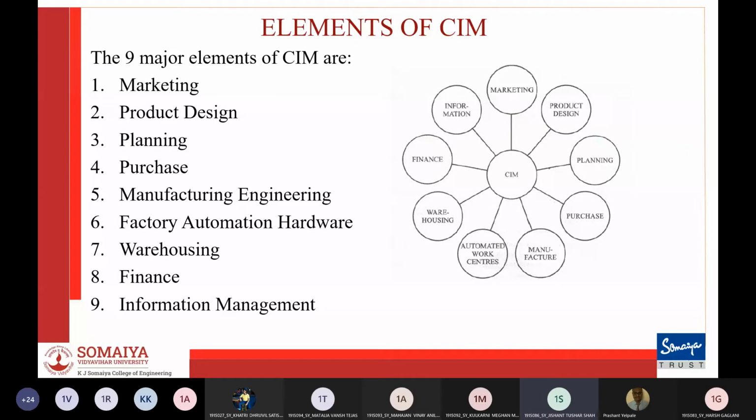Information management is perhaps one of the most crucial tasks in CIM. This involves master production scheduling, database management, communication, manufacturing systems integration, and management information. So the next part is the role of CAD/CAM in CIM, which will be taken by Mrunal.